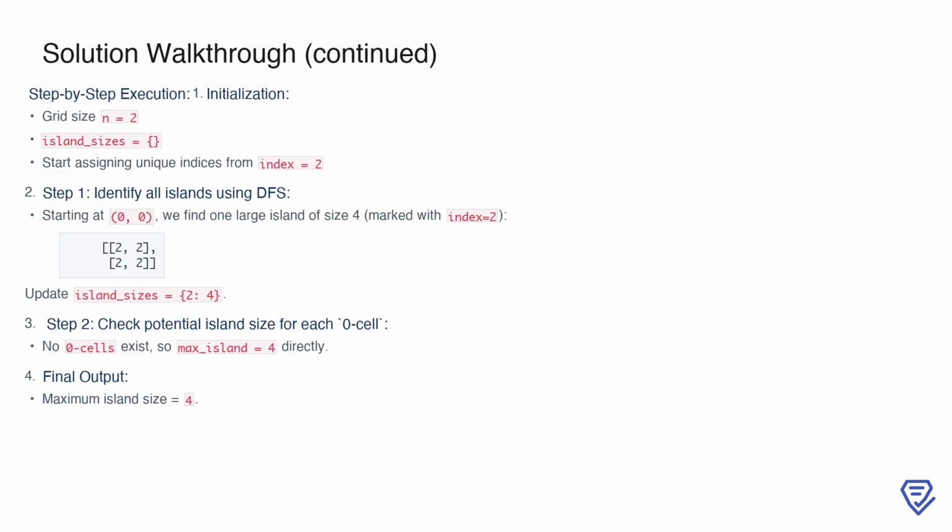In this final example, the grid is already fully filled with 1s, meaning no flip is necessary. We start by initializing the grid size n equals 2, an empty island_sizes dictionary, and the index starting at 2. Using DFS, we identify the single large island, which covers all cells in the grid. This island is marked with index equals 2 and has a size of 4. We update island_sizes to reflect this, resulting in {2: 4}. Since there are no 0 cells in the grid, there is no opportunity to flip any cell. Therefore, the maximum island size remains as 4, which is directly the size of the existing island. The final output for this example is 4.